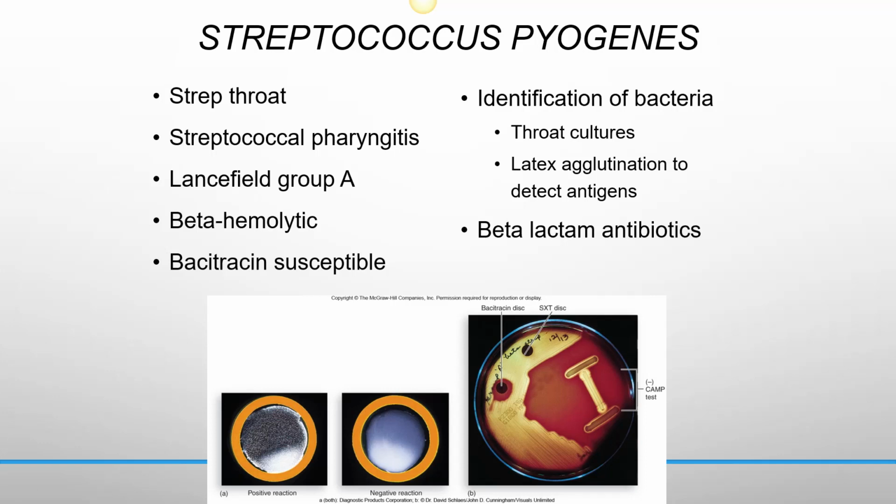In order to identify the bacteria, you can do that in a throat culture, and then there's also those rapid strep tests available and the latex agglutination to detect antigens on the surface of the microorganism. So this is what a positive result would look like, where it agglutinated and it's positive for strep pyogenes. And then this would be a negative reaction down here. Beta-lactam antibiotics are used in order to treat this infection.